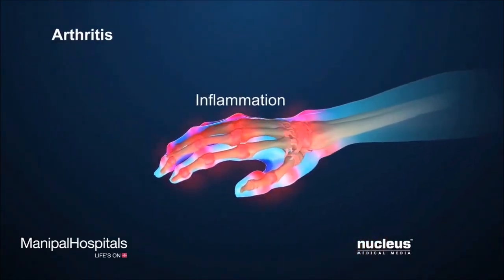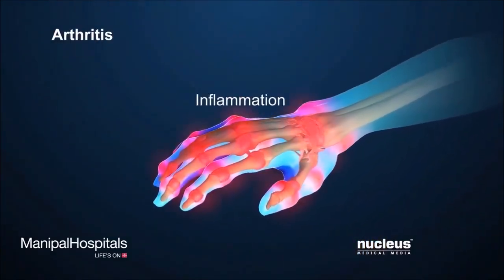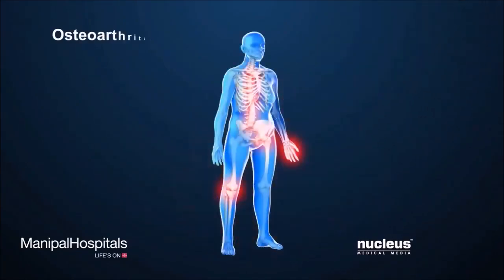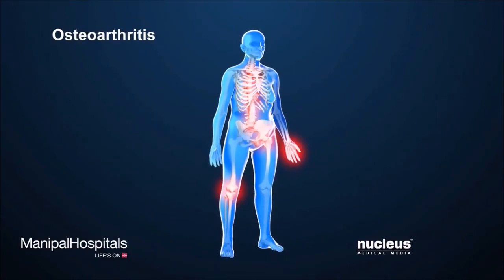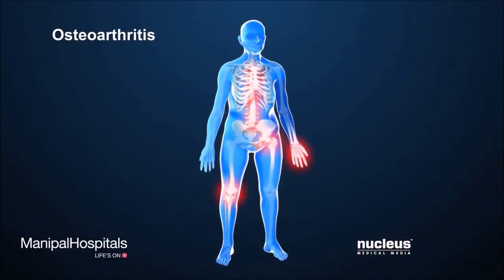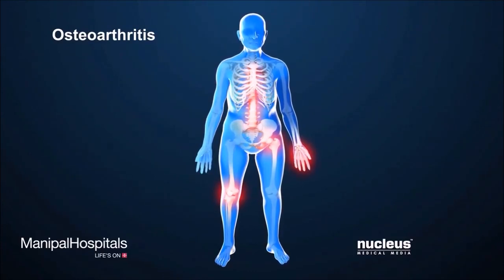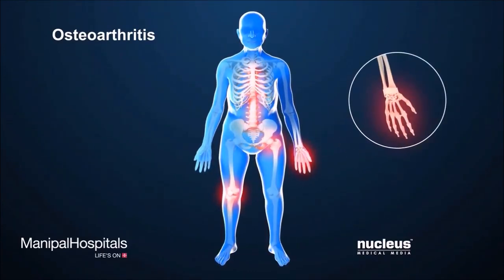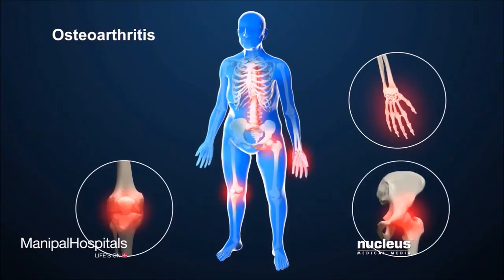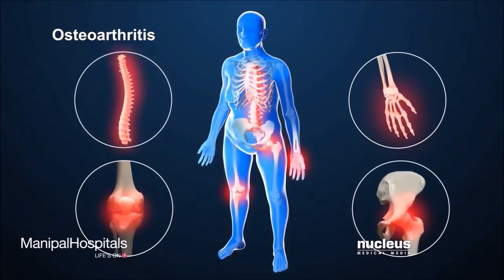Arthritis is any disorder that affects joints. It can cause pain and inflammation. Osteoarthritis, or degenerative joint disease, is the most common type of arthritis. It's usually seen in older people. The joints most commonly affected are in the hands, knees, hips, and spine.